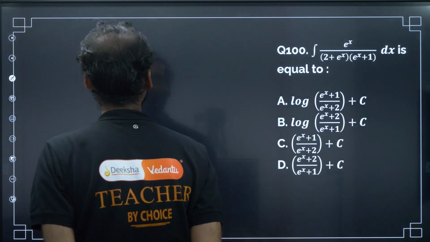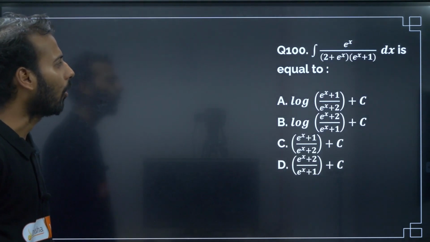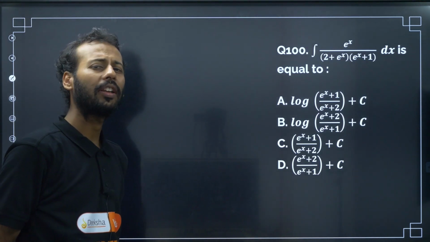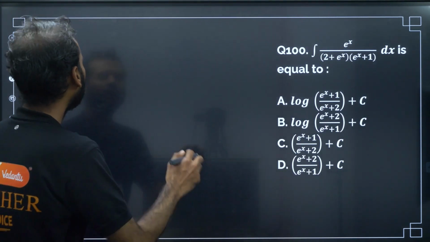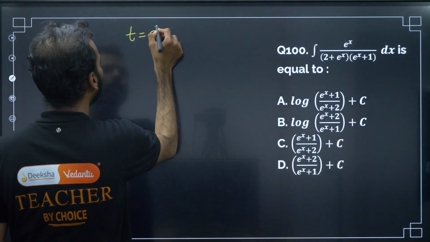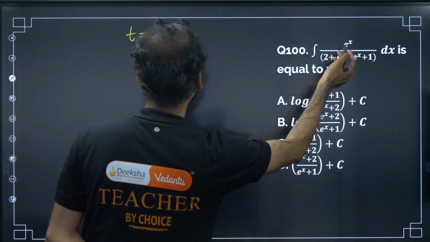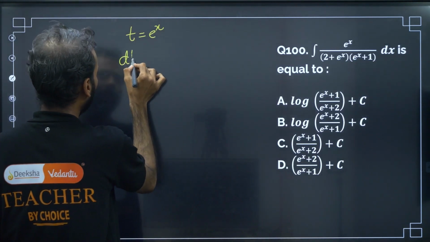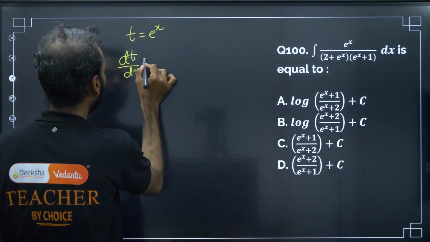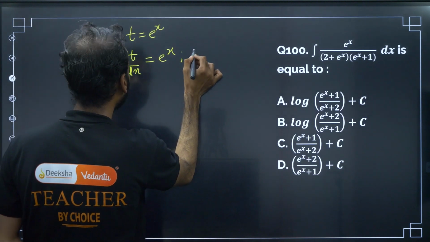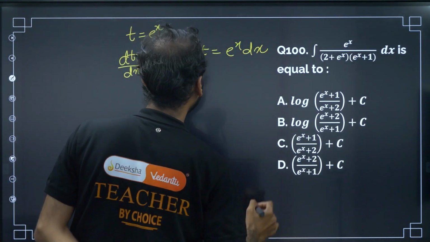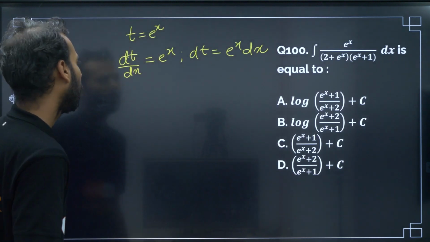Before going to manipulate this expression to write it in a simple form, let me say for a moment that e power x, that function, let me call it t. If I write t is equal to e raised to x, things will be simple. So this expression gets simplified. If I differentiate with respect to x, dt by dx is equal to e raised to x. So dt is equal to e raised to x dx.